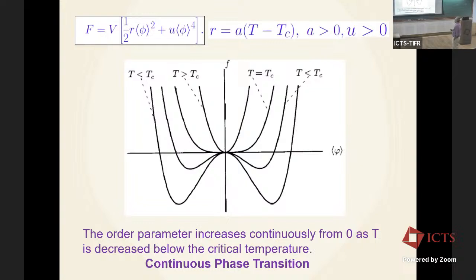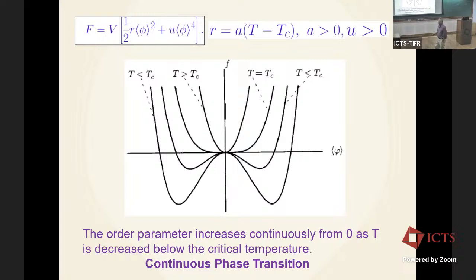And the important thing is that here, this R parameter changes sign at some Tc. Depending on whether R is positive or negative, you will get either this kind of a curve, which has only a minimum at phi average equal to 0, or if T is less than Tc, then this minimum will become a maximum, and you will have a double minimum curve. And this is what the phase transition is all about.